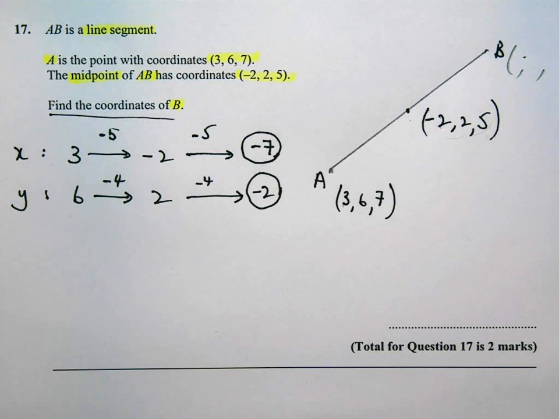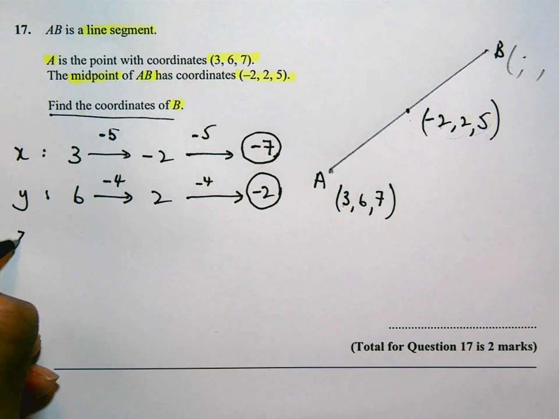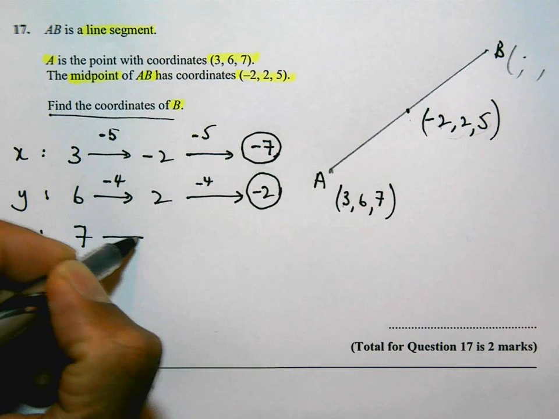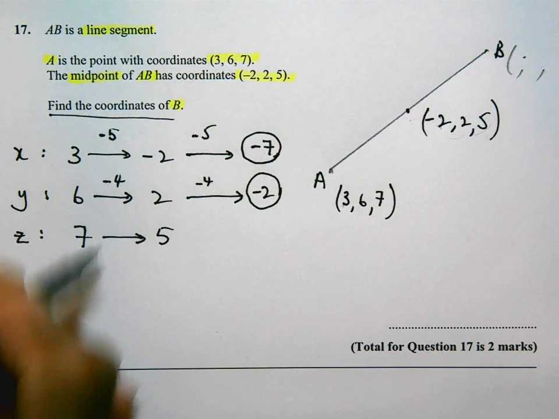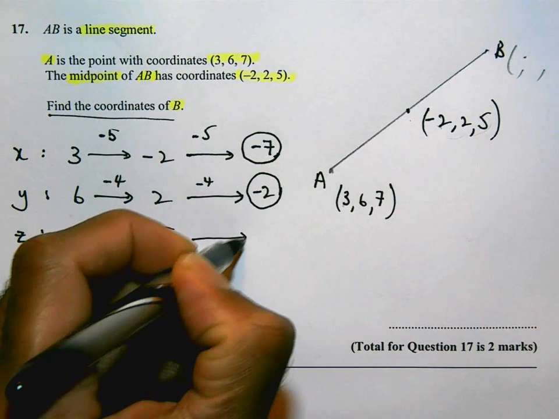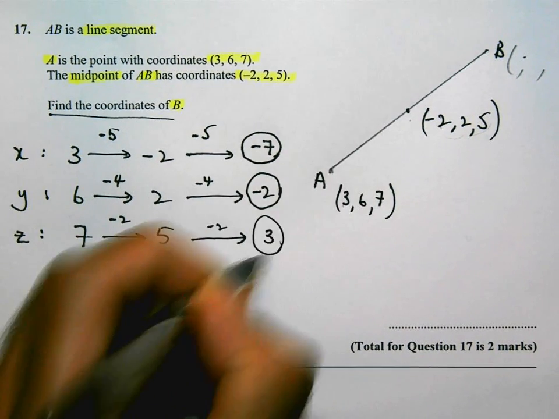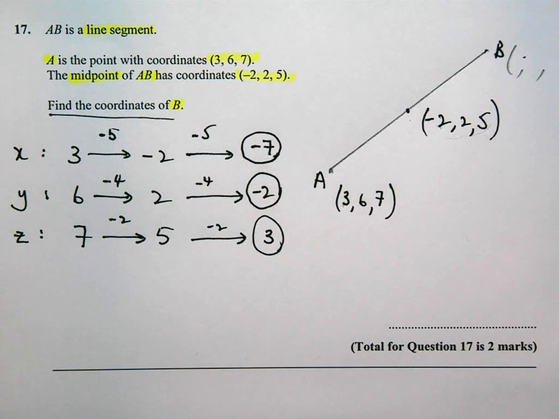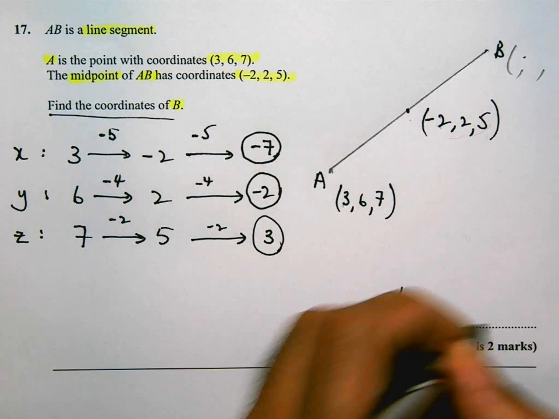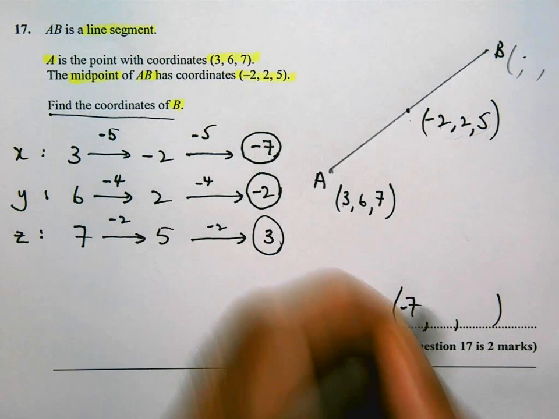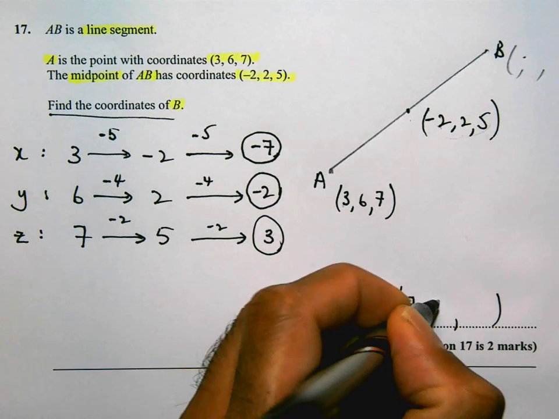And then come to the z coordinates. What do I do to 7 to get 5? I need to take away 2. So if I take away 2 again, I'm going to get 3. And that's the z coordinate of B. So the coordinates of B, I'm going to write them in here, are going to be -7, -2, and 3.